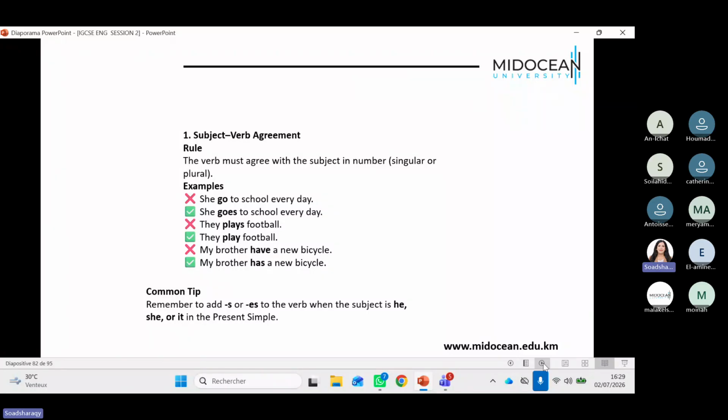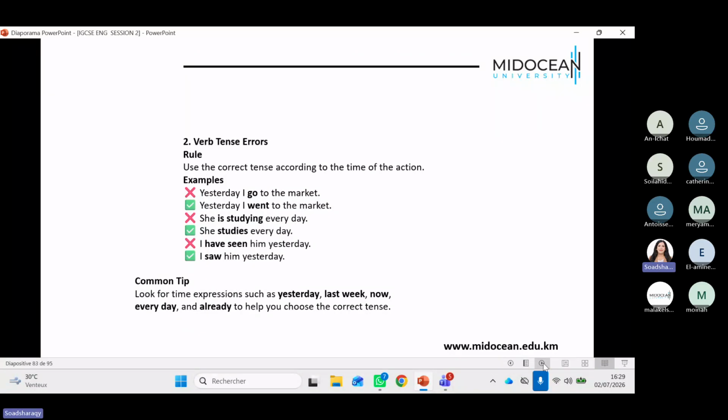present simple. Okay, verb tense error, for example: use the correct tense according to the time of the action. Example, "yesterday I go to the market." This is wrong. Yesterday I went to the market. So this is correct as we have the simple past tense. So here, the common tip: look for time expressions such as yesterday, last week, now, every day, and already to help you choose the correct tense.